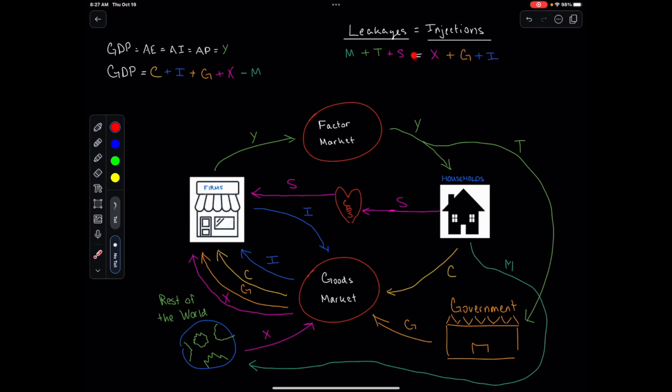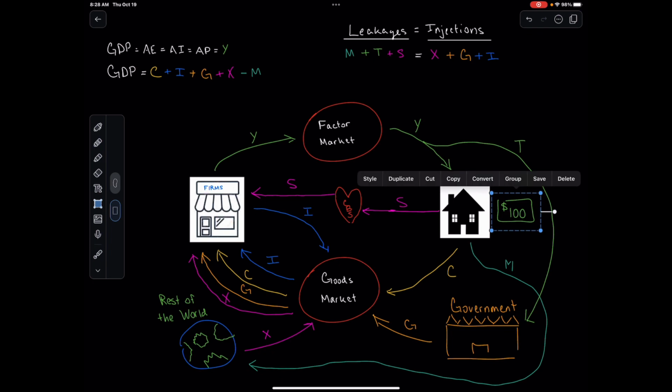Now you may be wondering, why are these 2 equal? Well, we have stated in the previous section that GDP is equal to our aggregate expenditure, which is equal to our aggregate income, which is equal to our aggregate production, which is equal to our income. Essentially what that means is that in the end, the $100, let me draw that $100 again, let's make this a bill, $100 floating through the system here is always going to try and be $100.